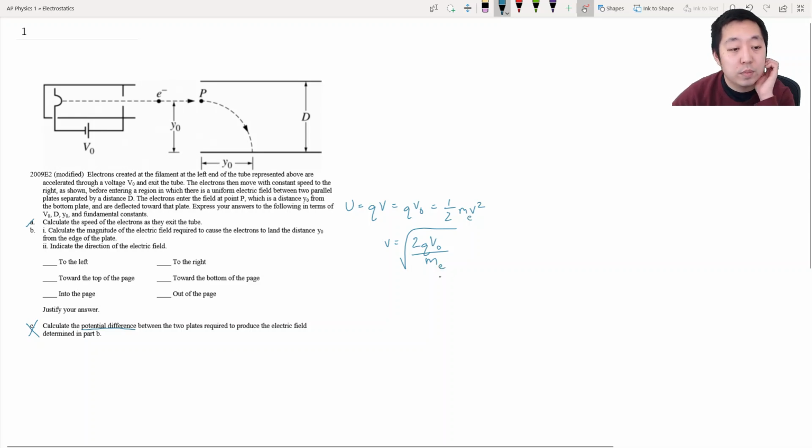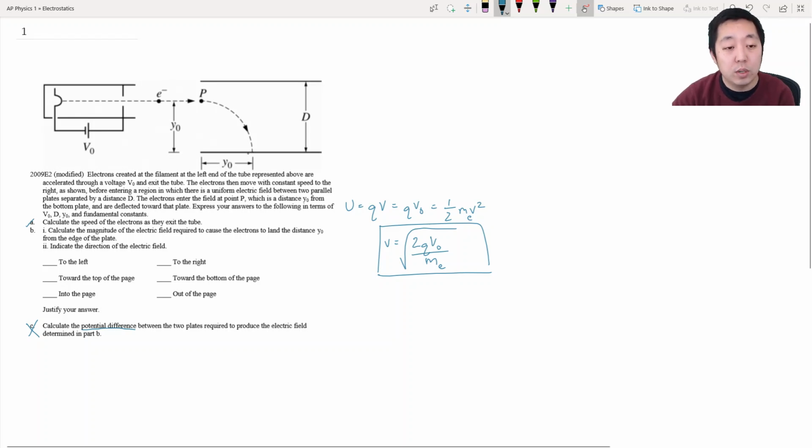Okay. So these are fundamental constants. It's okay to use q, which is the charge of an electron, and the mass of an electron. Those are constants. So that's what we'll start with. That's the velocity it comes out with. B, calculate the magnitude of the electric field required to cause the electrons to land at distance y naught and indicate the direction of the electric field.